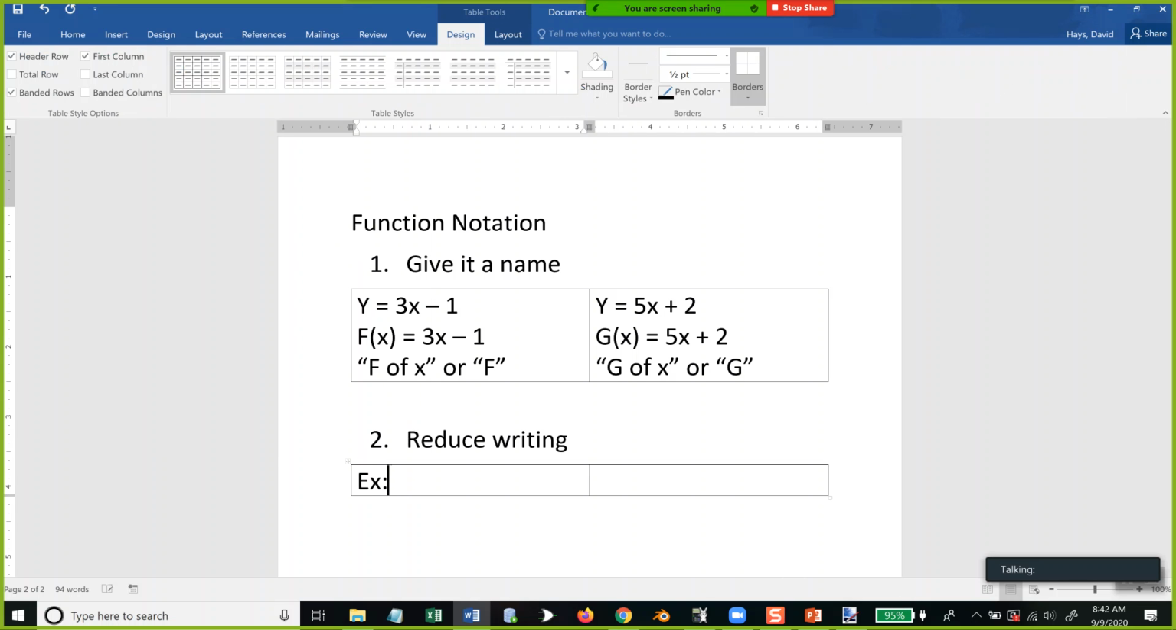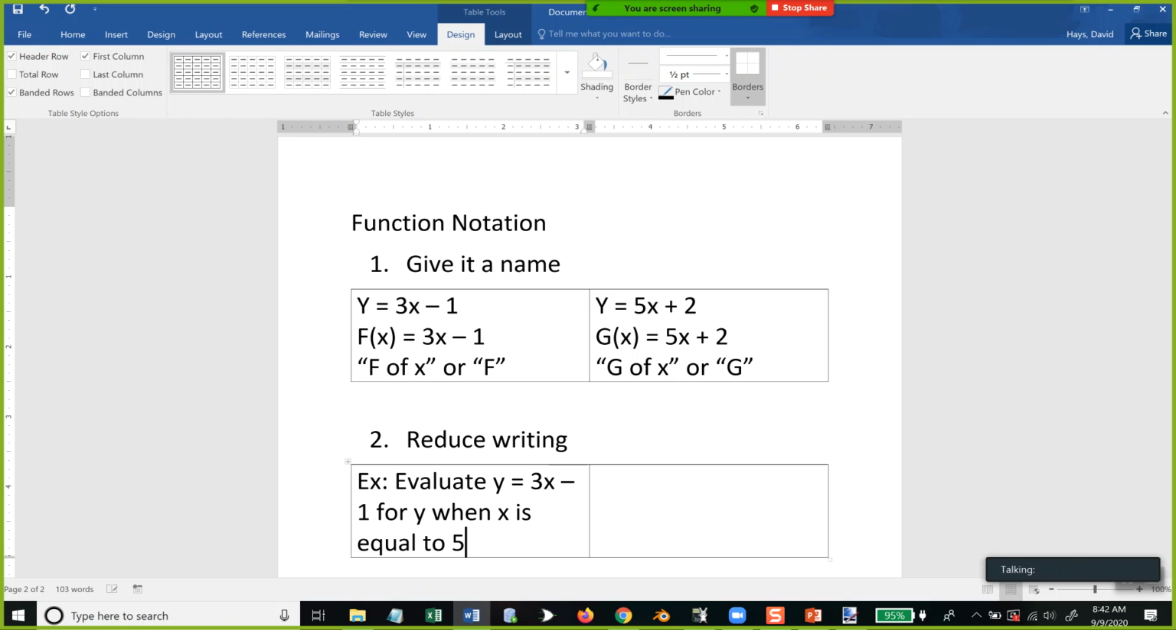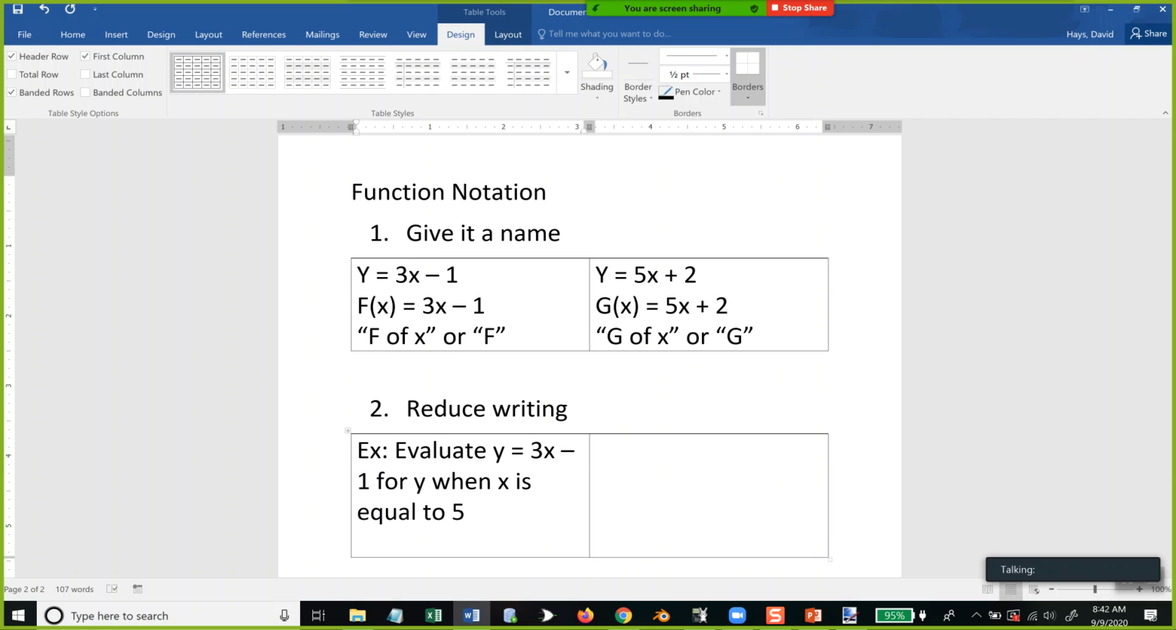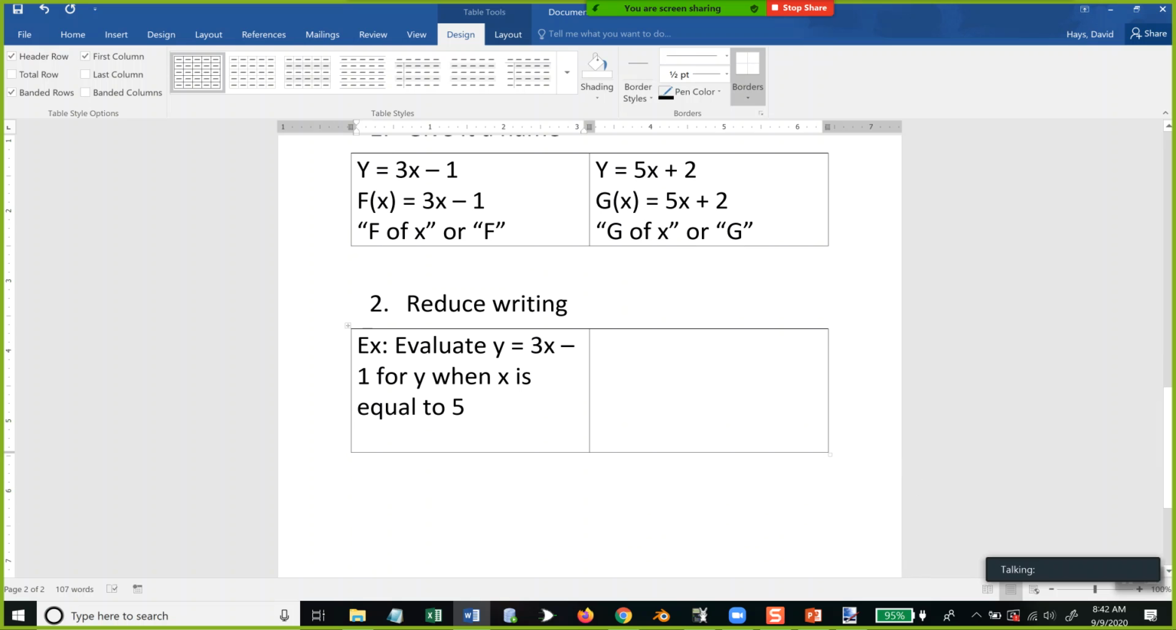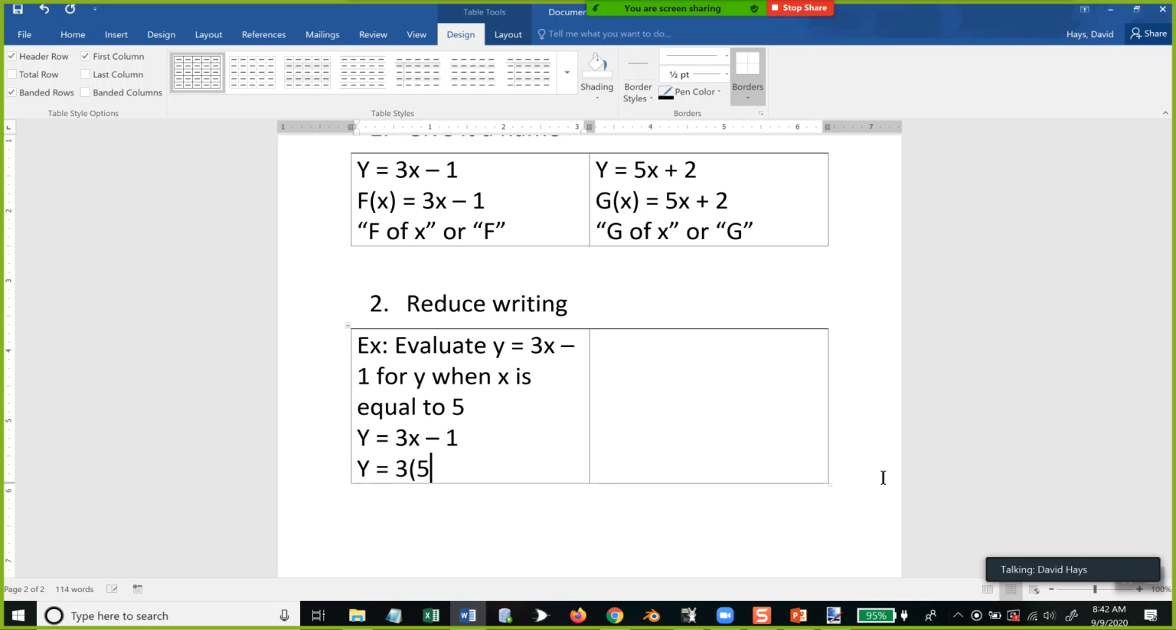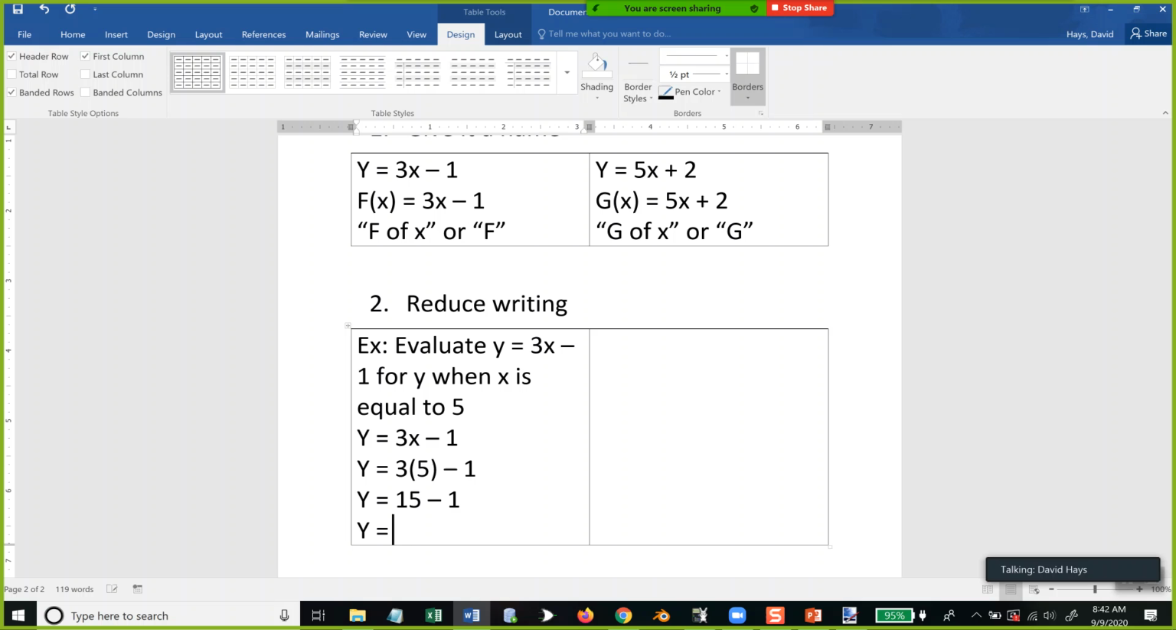If you had a problem look like this, evaluate y is equal to 3x minus 1 for y when x is equal to 5. You saw this in earlier classes. You would take your y is equal to 3x minus 1, and you'd plug in 5 for the x. And you get y is equal to 14.